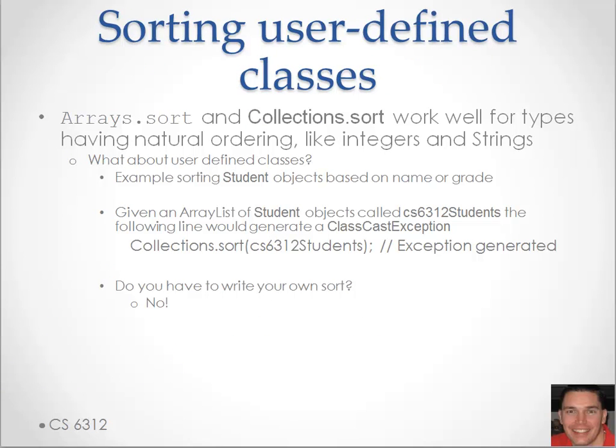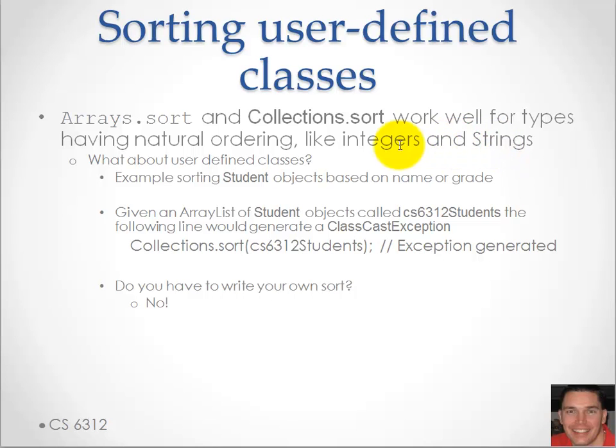Calling Collections.sort or Arrays.sort works very well if you have a well-defined type using one of the types provided by Java. For example, it works well on integers and strings because we know what it means for one integer to be less than another, or for one string to be less than another. If you have an ArrayList of integers or an ArrayList of strings, you can just call Collections.sort on those, and it's going to sort them for you because everybody knows what that means, and Java knows what it means for one integer to be less than or greater than another one.